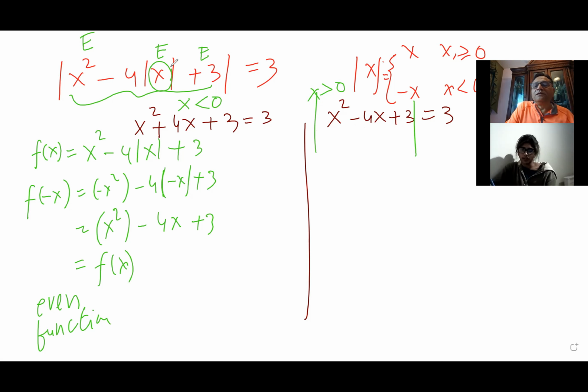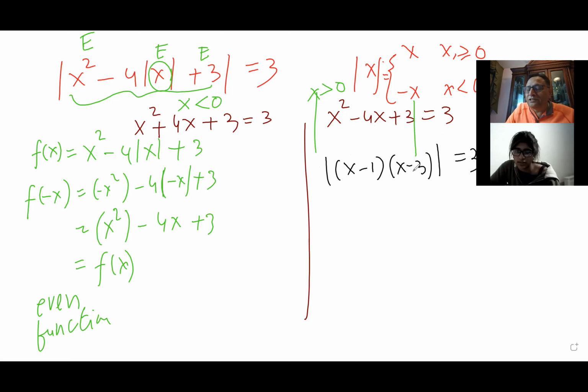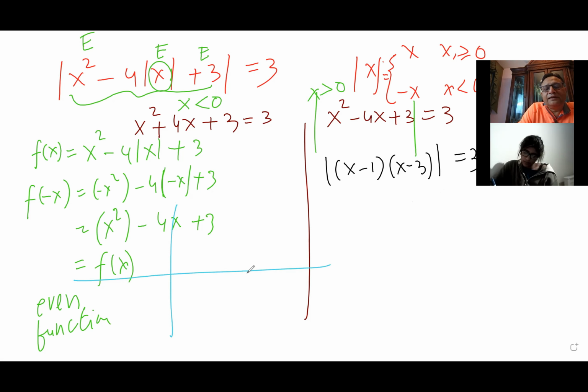Let's look at this particular portion. Can you factor this? 3 times 1 is 3, and the sum is 4, correct? x minus 1 and x minus 3, absolute value equals 3. Now again, as we did in the first case, let us try to graph this also. Let's use this side to graph. We are only looking for x greater than 0. So on this side, x minus 3 and 3 will be what? So we have a graph which is kind of like this.